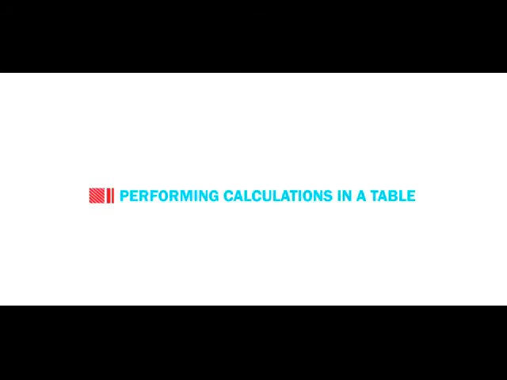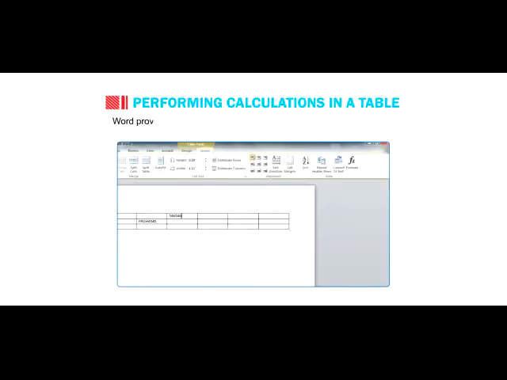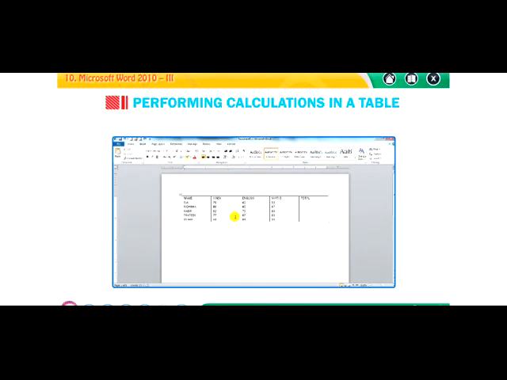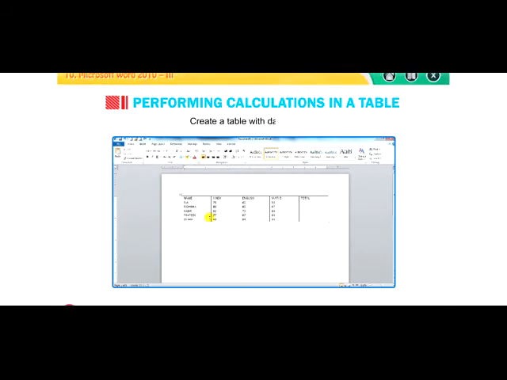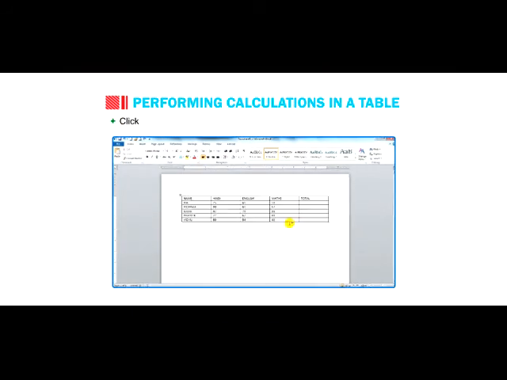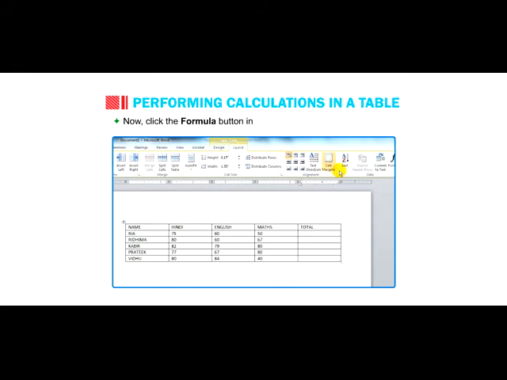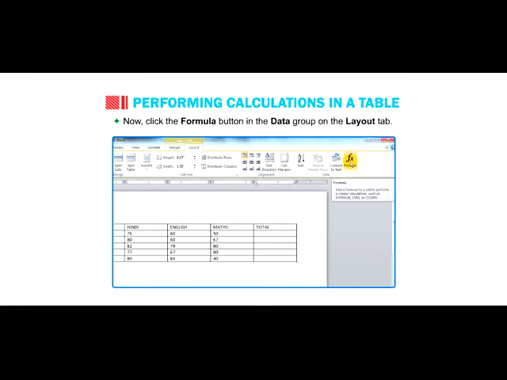Let us now talk about how to perform calculations in a table. Word provides the feature to calculate the sum of values within a table. Let us learn how to perform calculations. Create a table with data entries. Click in the empty cell where you want the calculated value to appear. Now click the Formula button in the Data group on the Layout tab.